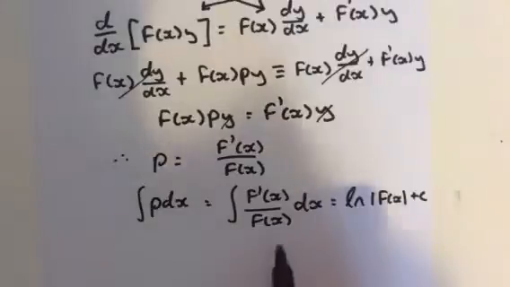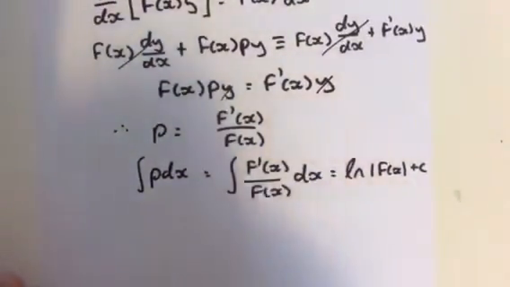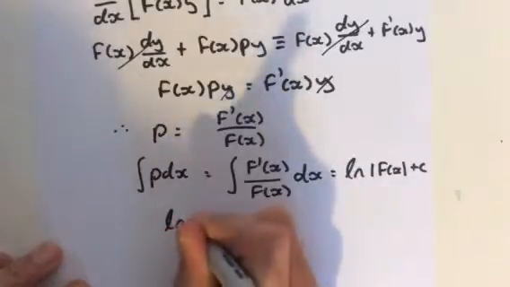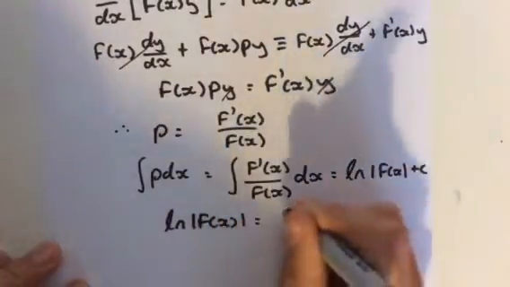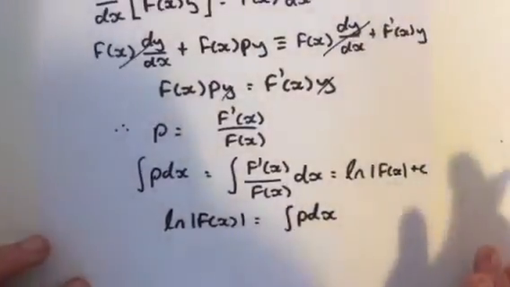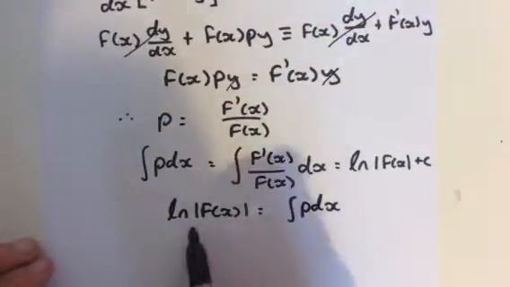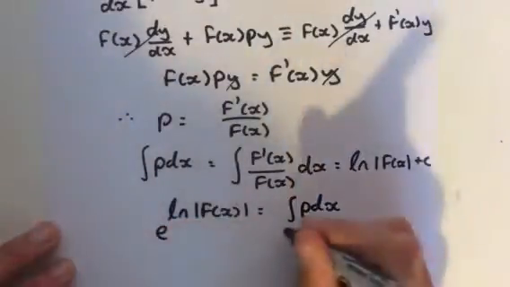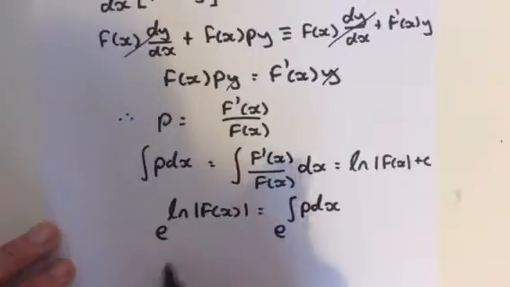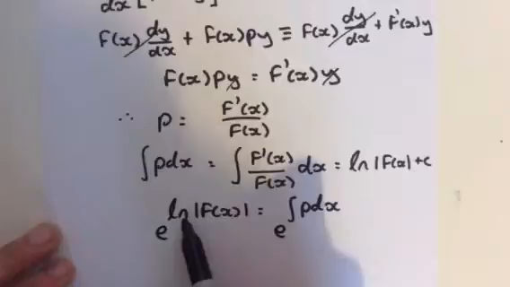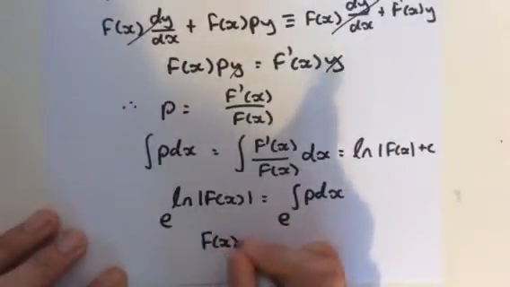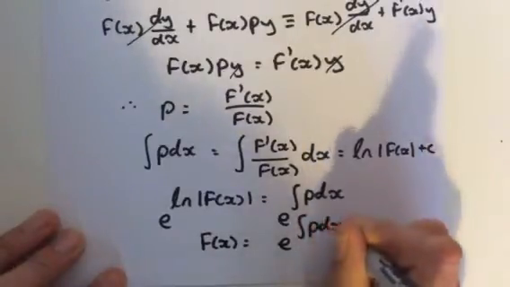Now that we know that, we can find the integral of p dx in a simpler way. We have the natural log of f(x) is equal to the integral of p dx, but we're not finished there quite yet. We have a natural log function. By one of the rules of logs, if you raise both sides to the power of the base, and the base of the natural log is e, this undoes the natural log function. So what we get is f(x) is equal to e to the power ∫p dx.